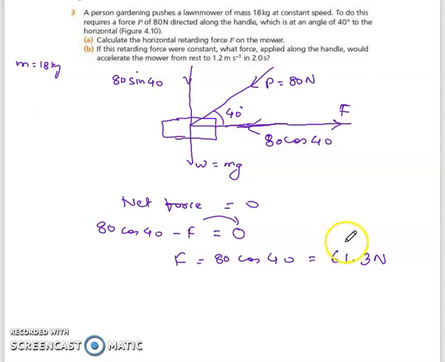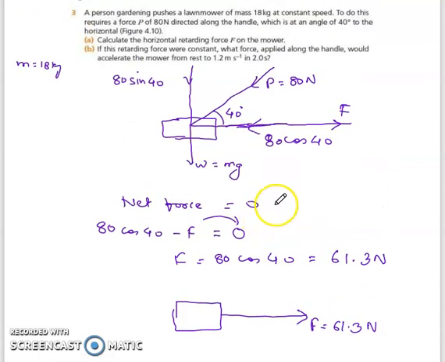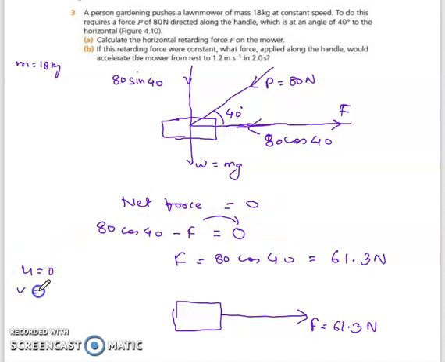Okay, now moving to question number B. If this retarding force were constant, now again we have to draw the FBD diagram, and we write the same FBD. F is equal to 61.3 Newton in this case. This is constant now. Now, what force applied along the handle would accelerate the mower from rest? That means the initial velocity is 0, the final velocity is 1.2 meter per second, and the time is 2 seconds.